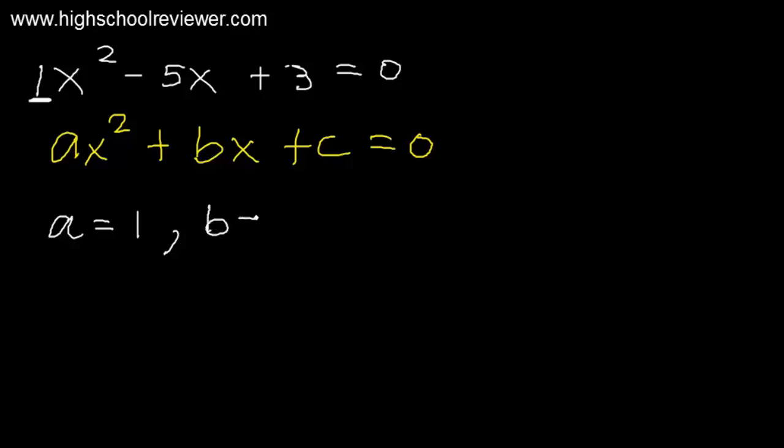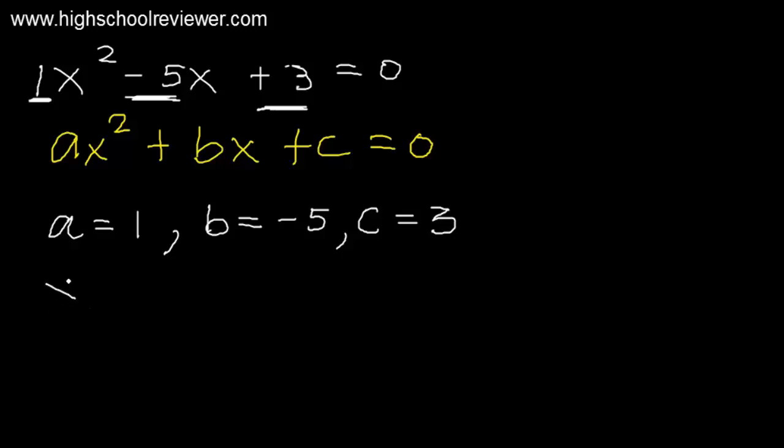The value for b is the numerical coefficient of our second term. This is negative 5. And the value for c, our constant or third term, is positive 3. And now we can solve for the sum of the roots.